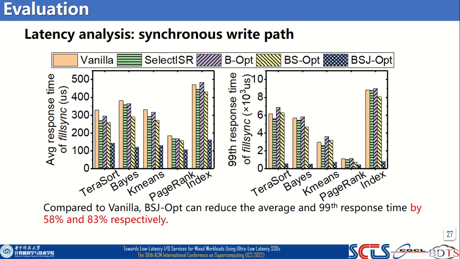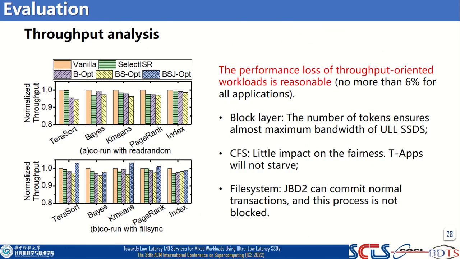For the synchronous write path, we consider JBD2 also as latency sensitive in BOPT and BSOPT. This is because the transaction commit operation is on the critical path. Compared to vanilla, BSGOPT can reduce the average and 99th percentile response time by 58% and 83% respectively. Journaling optimization is dominant for reducing the latency of a synchronous write, and works better with block layer and CFS optimization. Now let's discuss the impact of orchestration on the performance of the throughput-oriented applications.